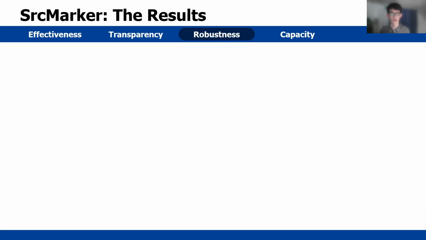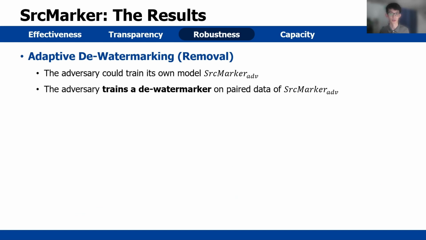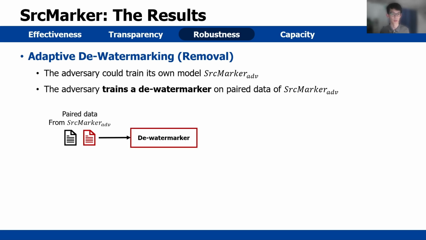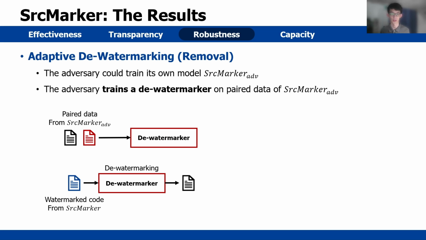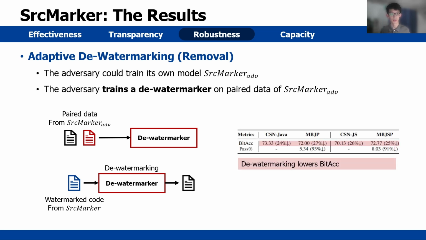And we then consider an adaptive adversary who has full knowledge over SrcMarker and can train its own model, SrcMarker adversary. We first consider an adaptive de-watermarking attack, where the adversary trains a sequence-to-sequence de-watermarking model on the paired data of its SrcMarker adversary. It then uses this de-watermarker to remove the watermark of SrcMarker. This adaptive de-watermarking attack indeed lowers bit accuracy. However, the de-watermarked code is barely usable, as this sequence-to-sequence de-watermarking model is unaware of the syntax constraints, and it tends to produce broken code.